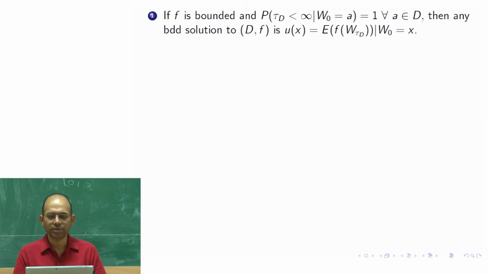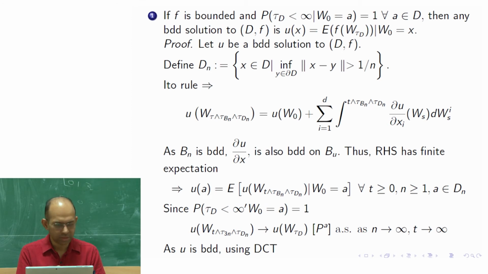There is a typo; this bracket should appear here. The conditional expectation of f of W tau D given W0 equal to x. So this is a positive result. This is a complete result. Earlier we saw the intuition for why one should expect such a representation, but under this special condition one can actually get it. We are going to see the proof of that.